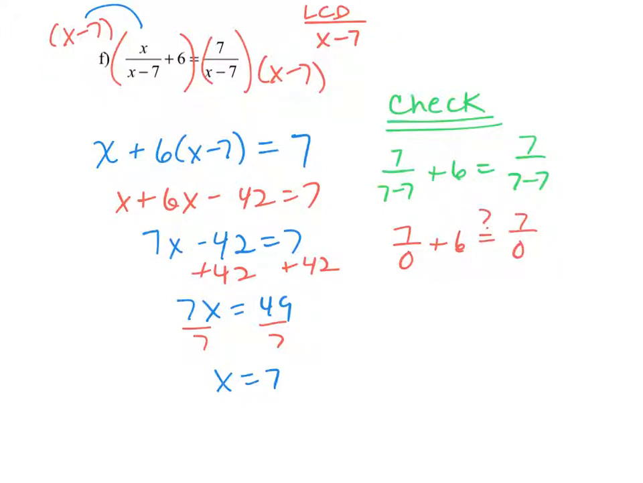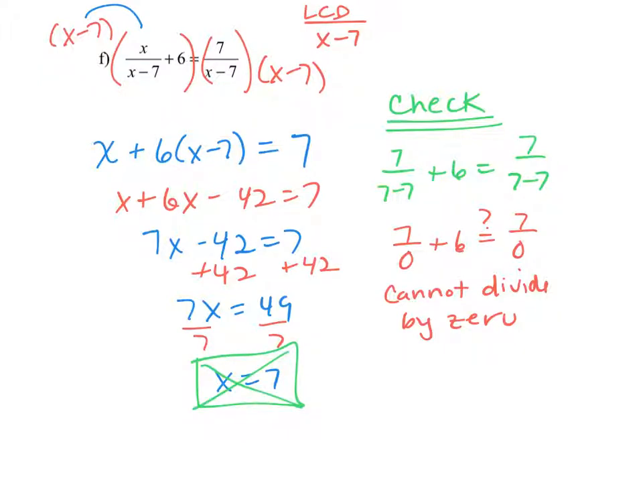The problem here is that we cannot divide by 0. Since you cannot divide by 0, if you try it on your calculator, you'll see that you end up with an error. So even though algebraically we get the answer x equals 7, we could say that x equals 7 is not a solution. We call that an extraneous solution. So in terms of solving this rational equation, we could say that there is no real solution.